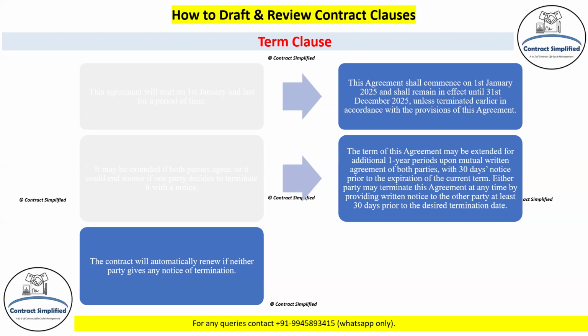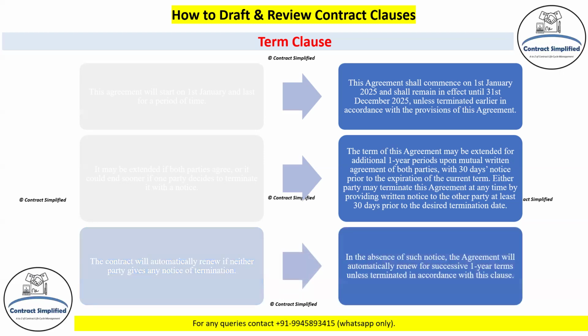Finally, the clause "it could end sooner if one party decides to terminate it with a notice" is also vague. We don't know how much notice period is required or under what circumstances termination is allowed. Here is a better version. Either party may terminate this agreement anytime by providing written notice to the other party at least 30 days prior to the desired termination date. Now, both the parties know they need to give 30 days written notice if they wish to terminate the agreement early.